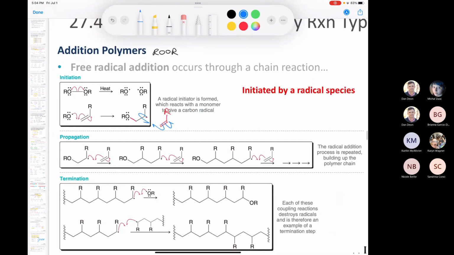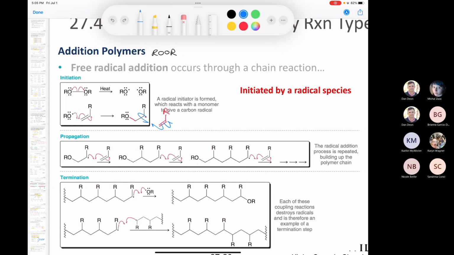If you remember, propagation is where we start with a radical and then we end up with a radical. So we're going to keep adding monomers to that initial radical. And then once you keep adding them, you keep forming radicals, and it keeps adding and adding and adding. So we make the chain longer and longer and longer.